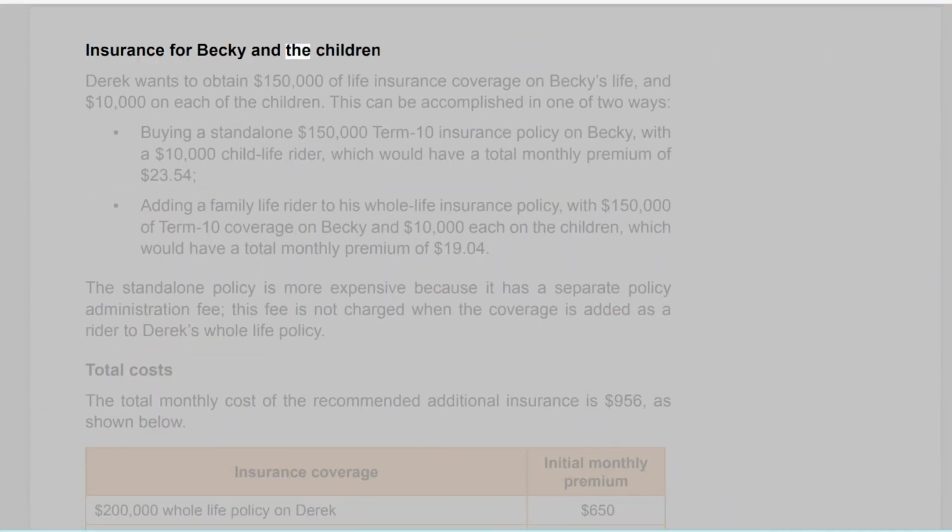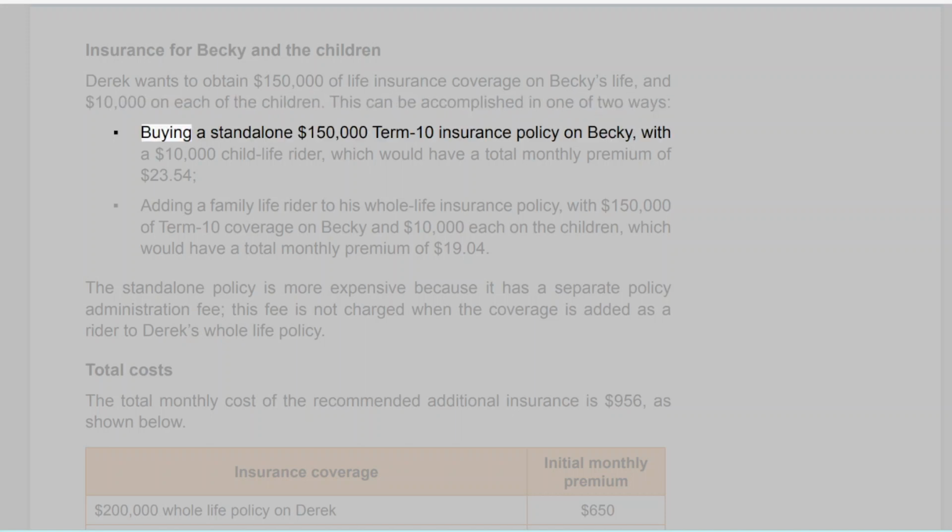Insurance for Becky and the children. Derek wants to obtain $150,000 of life insurance coverage on Becky's life, and $10,000 on each of the children. This can be accomplished in one of two ways.